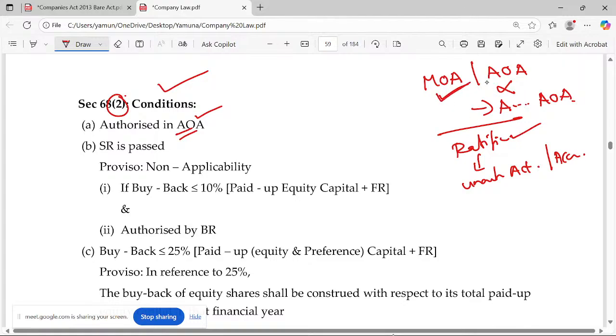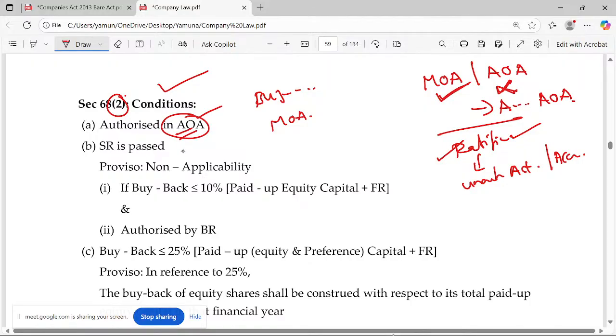So it is there in the MOA, but it's not there in the AOA. Ratification is possible. But when you go for buyback of shares, it is nowhere stated in the MOA. Usually we talk about amalgamation and other things as well. We know the object clause, of which there are two types: main and ancillary. The main object is the direct type of business I'm doing. Ancillary is something the company may be involved in, like buying loans or amalgamating another company. Buyback provisions will not be there in the articles of association.